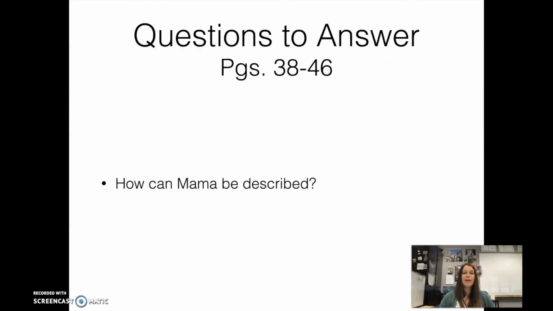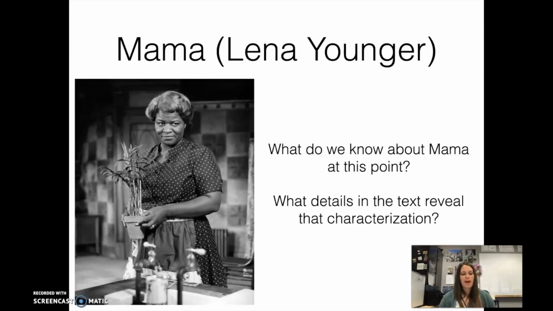Next question, how can Mama be described? Pages 38 through 46. All right, so what do we know about Mama at this point? Well, we know that in the description, it says she is full of strength, she is full of beauty, she is full of grace. She is a strong woman. Okay. We also know that she fiercely loves her family. We see that in a number of different ways. The way that she's constantly asking how Ruth is doing and concerned for her well-being.